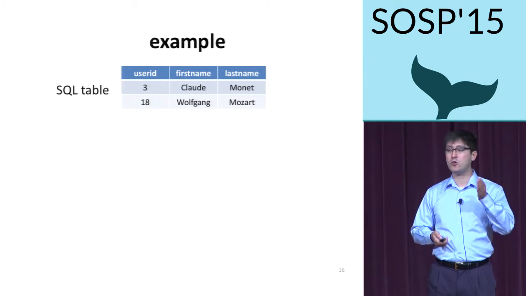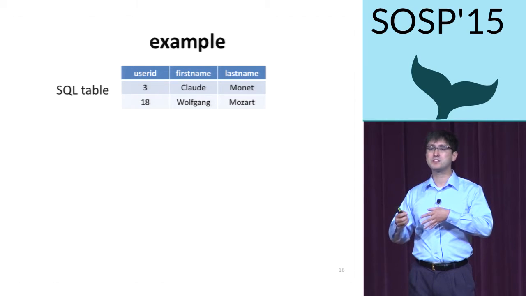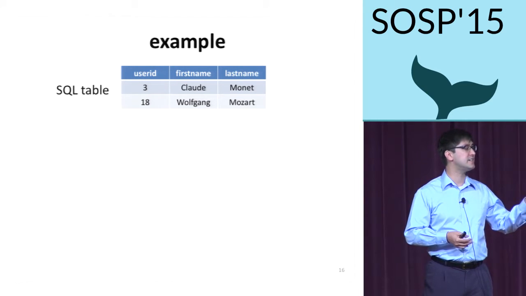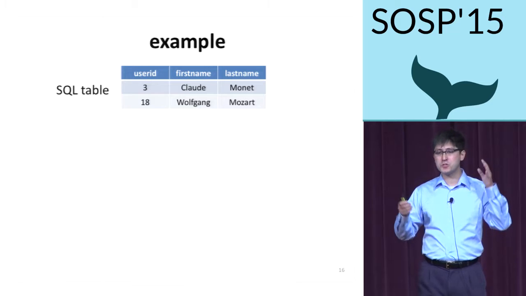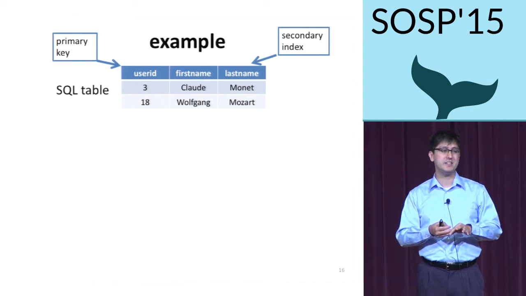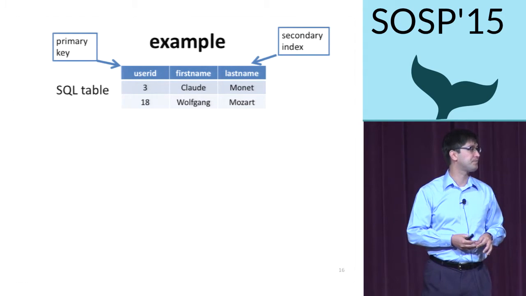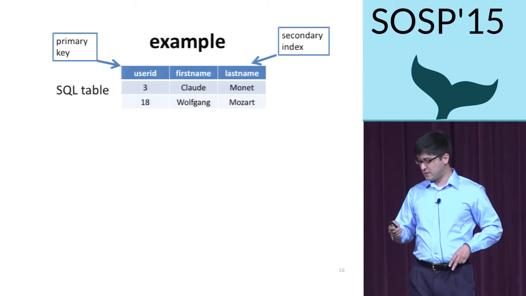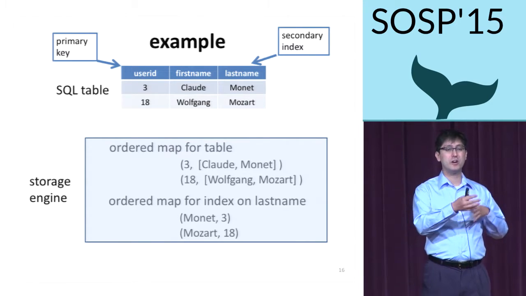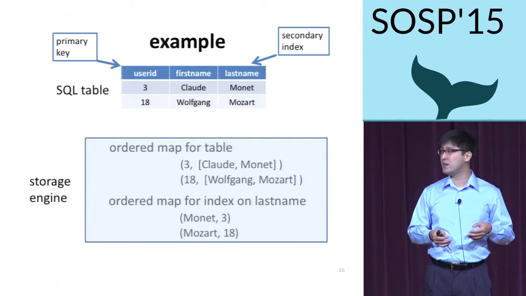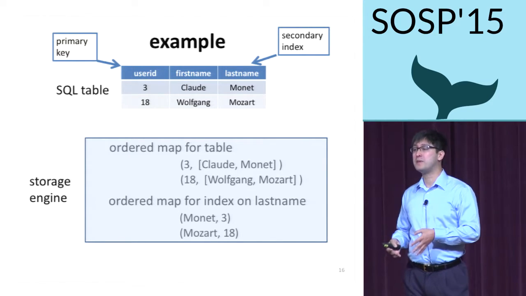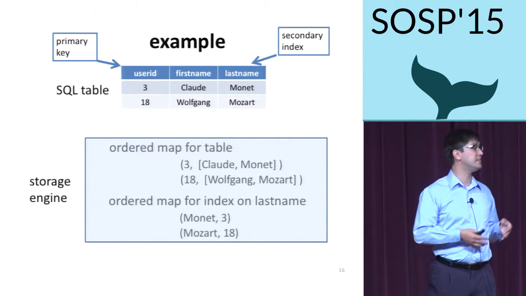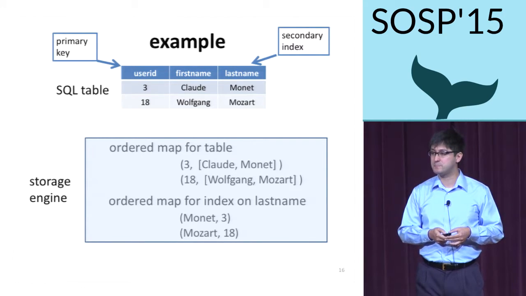Before I tell you how to implement the order maps, let me give you an example of how we can store a SQL table using order maps. This shows a table that has 3 columns: a user ID, first name, and last name. Let's suppose, for the sake of this example, that the primary key is the user ID, and there's a secondary index on the last name. This SQL table will get stored as 2 order maps. The first order map maps the primary key to the other columns, and you can see that 18 gets mapped to Wolfgang Mozart. The second order map maps the secondary index to the primary key. In this case, last name gets mapped to the user ID, and you can see that Mozart gets mapped to 18.